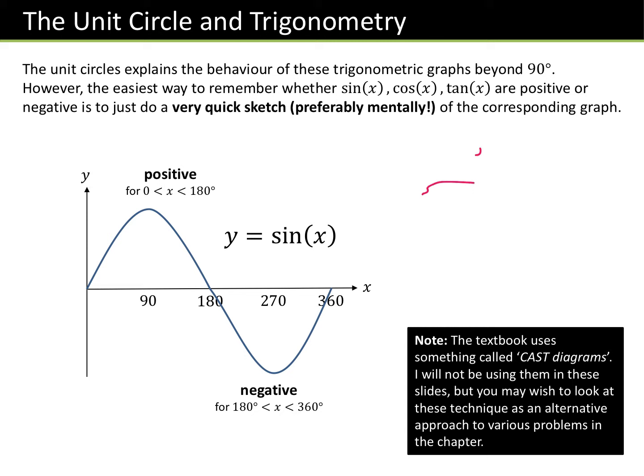So, the unit circle explains the behaviour of the trig graphs beyond 90 degrees, and that's why we use them. So what we're going to do is we're going to have a go at a few questions. Now, using the CAST diagram, there are also some angle laws that we could use, but today we're going to focus on the CAST diagram.